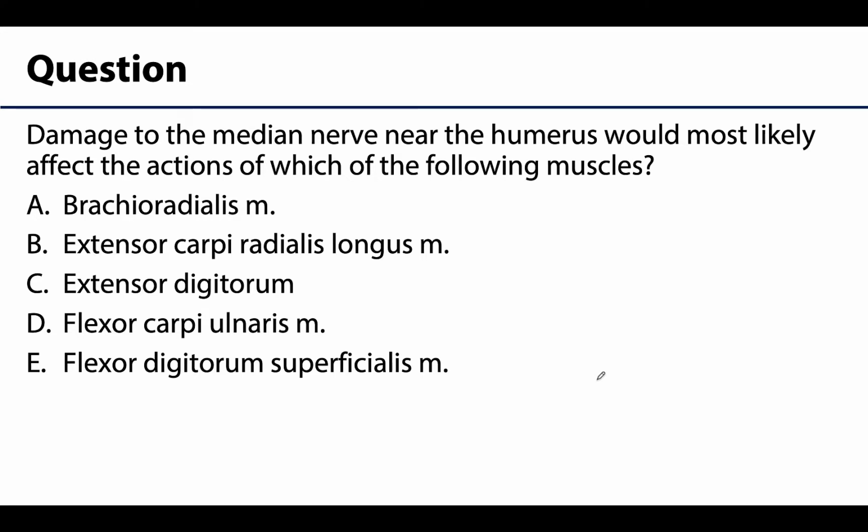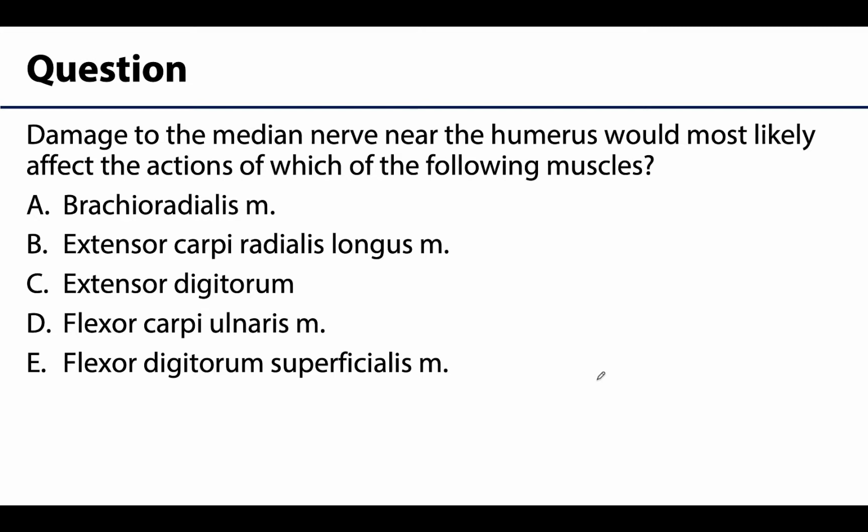All right, so a review question. Damage to the median nerve near the humerus would most likely affect the actions of which of the following muscles? A. Brachioradialis. B. Extensor carpi radialis longus. C. Extensor digitorum. D. Flexor carpi ulnaris. Or E. Flexor digitorum superficialis. Okay, so pause the video. I want you to think about it yourself for a moment.